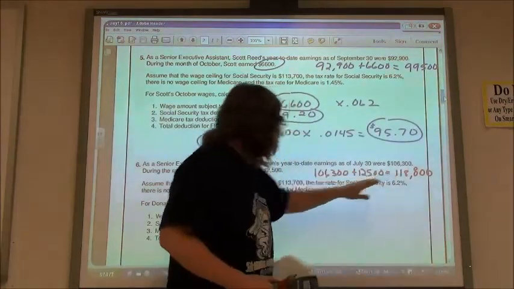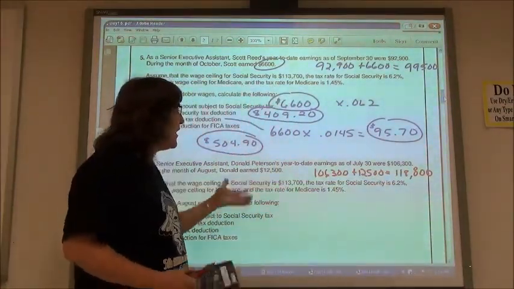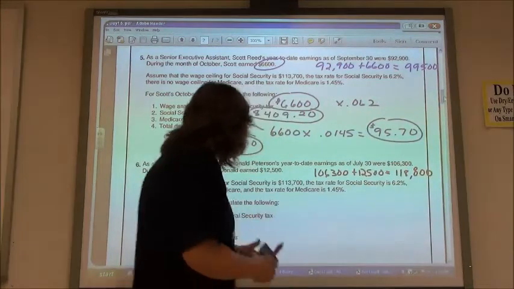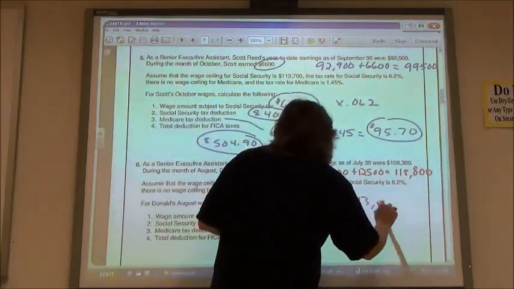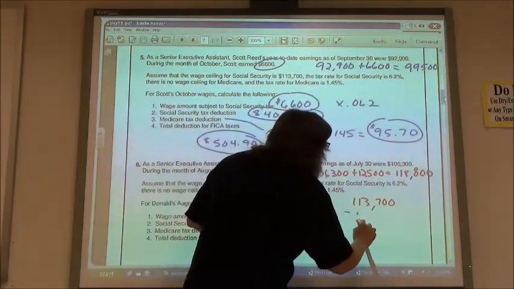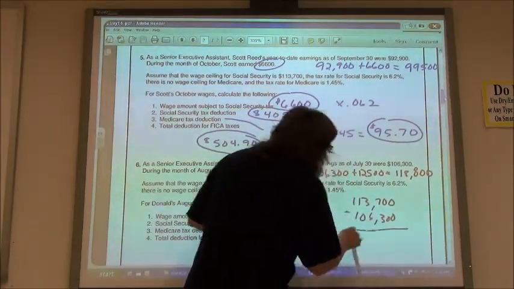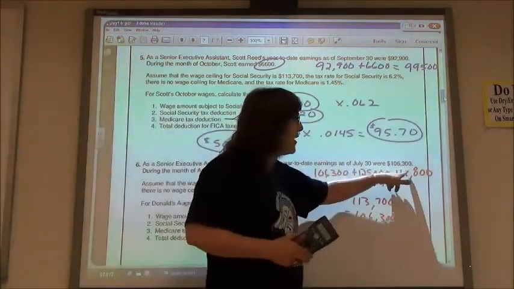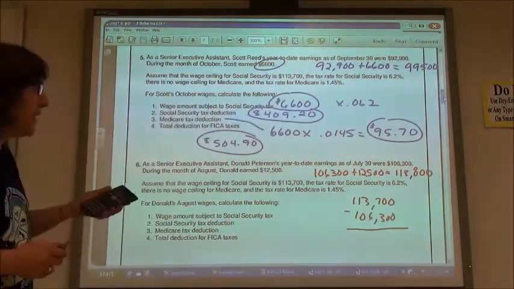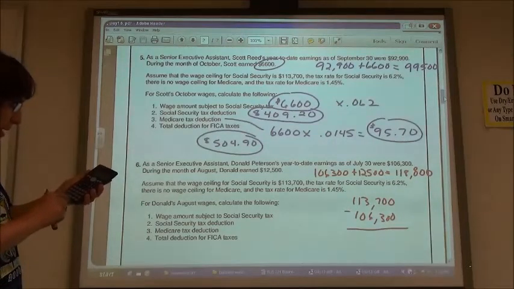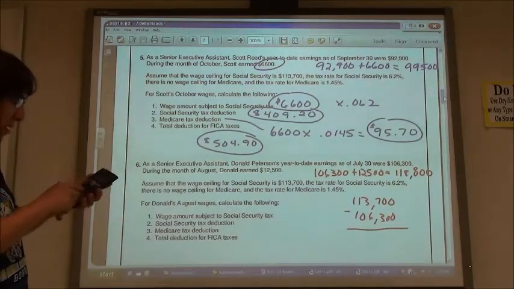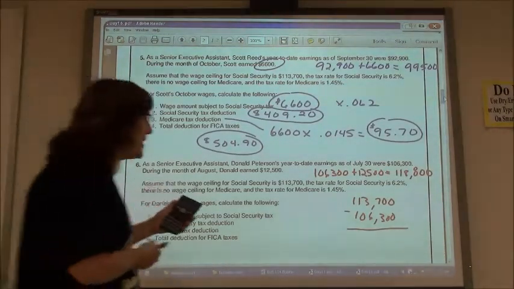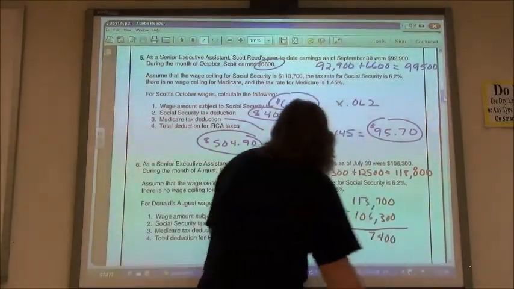So since this amount is more than the ceiling, I have to calculate how much more I have to pay taxes on. I've paid taxes up to the $106,300, so I'm going to take that $113,700, which is the wage ceiling, and subtract off the $106,300, and that's going to give me how much I have left to pay taxes on. I only do that if the total of my two earnings is more than my $113,700. So $113,700 minus $106,300 means he has $7,400 left to pay taxes on.